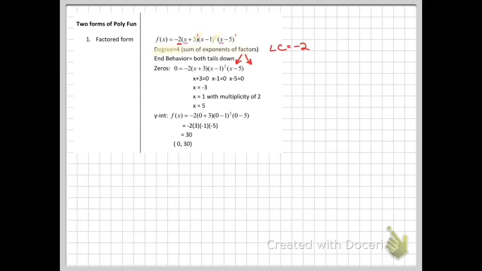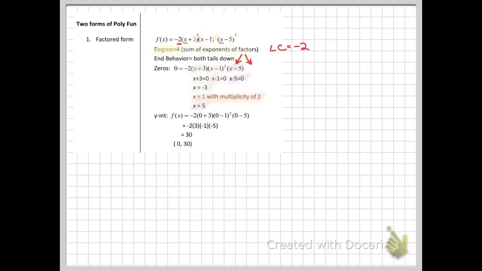Next, we need to find the zeros. Zeros is x-intercepts, so zero product property. Set the equation equal to 0. You take each factor one at a time and do zero product property, only if they have an x in it. X plus 3 equals 0 gives me negative 3 as the root. X minus 1 equals 0 gives me 1. But because it has an exponent of 2, you have to tell me with multiplicity 2. X minus 5 equals 0 gives me a zero of x equals 5.